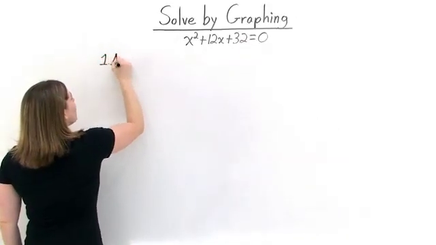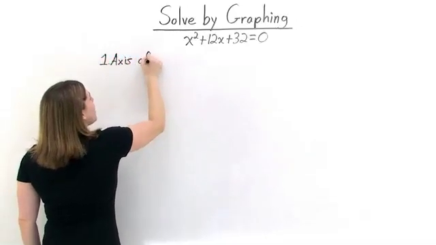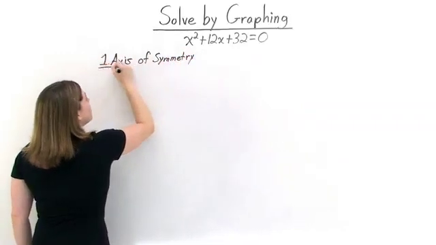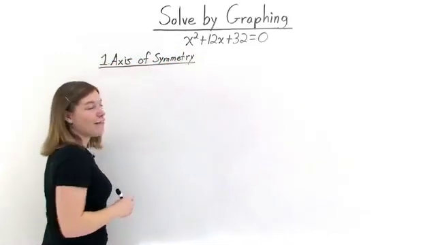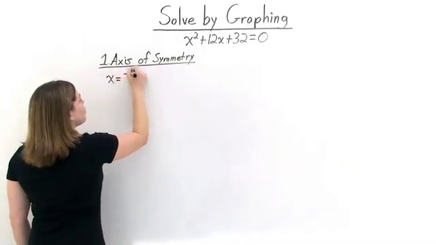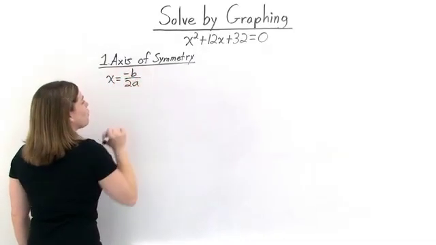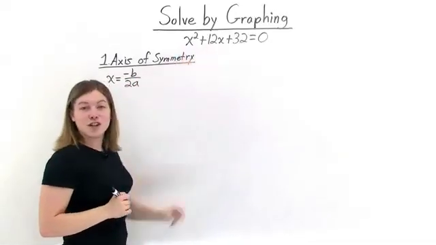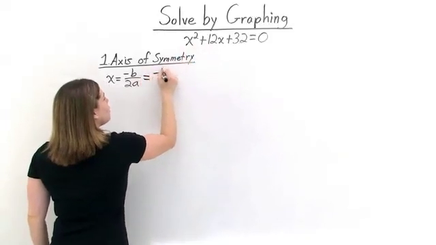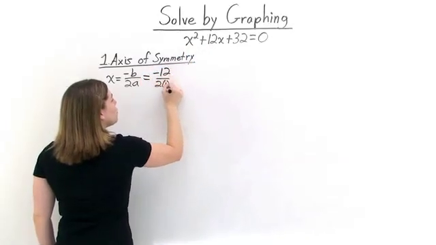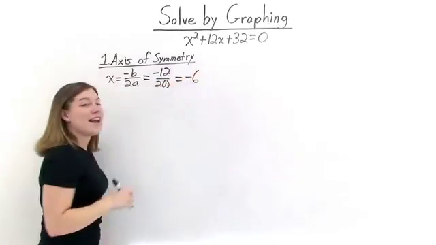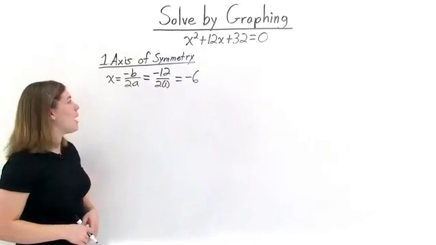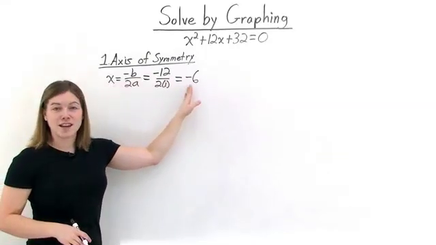Now, in order to graph a parabola, we need to locate the axis of symmetry. Remember, the axis of symmetry is the invisible line that cuts the parabola in half. And the formula for the axis of symmetry is x equals negative b over 2a, where a is the coefficient in front of x squared and b is the coefficient in front of x. When we plug in those values, we get negative 12 over 2 times 1. This reduces to negative 6. So we found our axis of symmetry. Our axis of symmetry for this parabola is the line x equals negative 6.